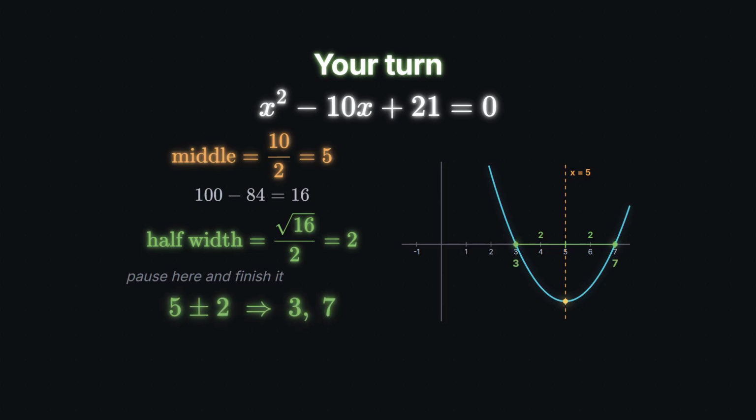5 plus or minus 2. 3 and 7. Check it in your head. 3 sevens are 21, and 3 and 7 make 10. No formula recalled. A middle, and a distance either side.